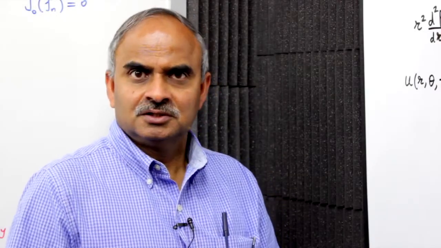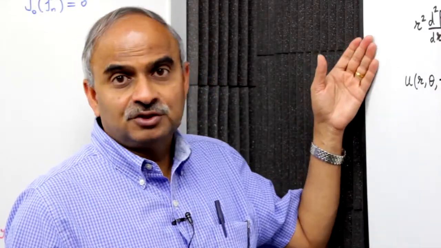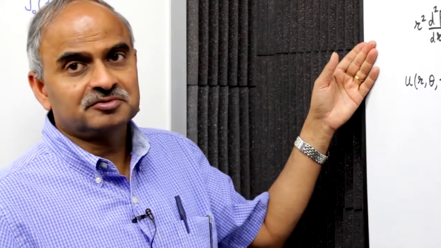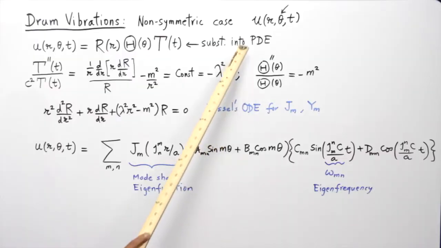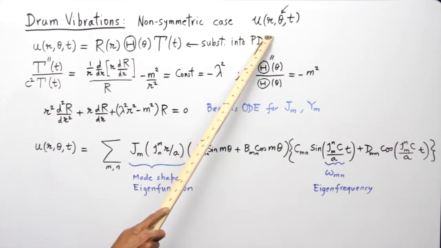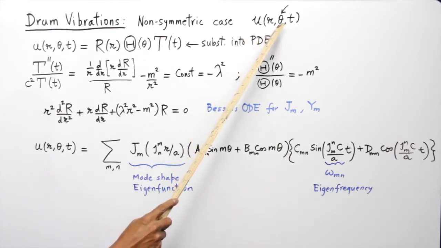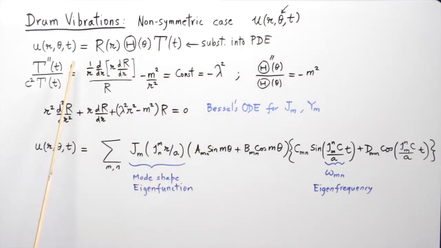So let's look at the case of non-symmetric vibrations of the drum. In this case, the dependent variable, the displacement of the drum head, depends on radius, angular position, and time. And so the idea of separation of variables is applied again. We separate the dependencies on the independent variables.